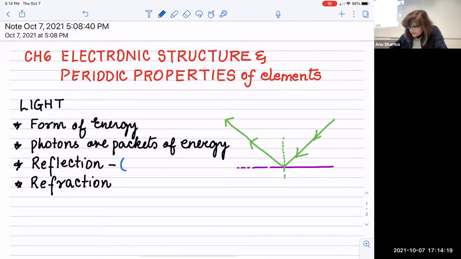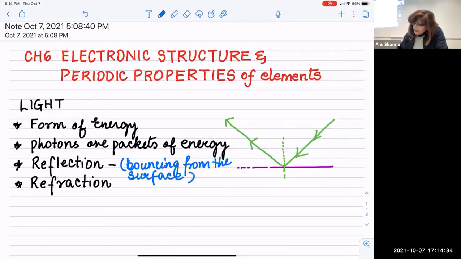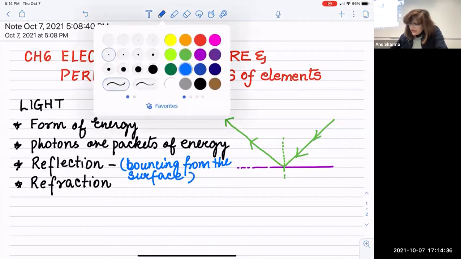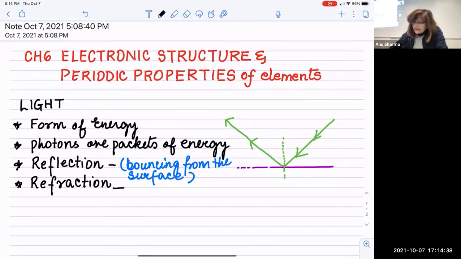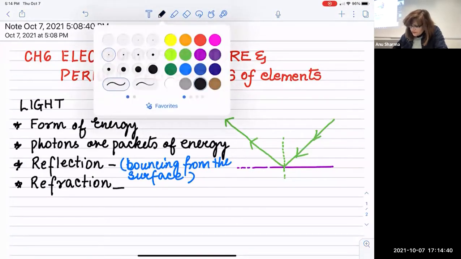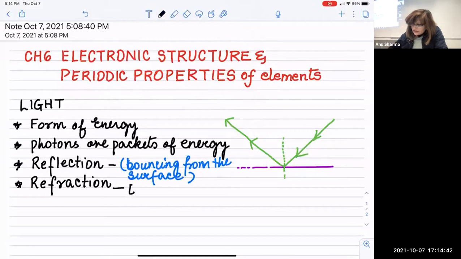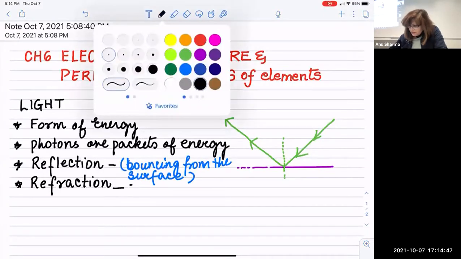So reflection simply means bouncing off from the surface, just touching the surface and then going off in the other direction. But refraction is actually entering the surface and then getting distorted. The ray of light enters a medium, and it could be a rare medium, it could be a denser medium, depends.